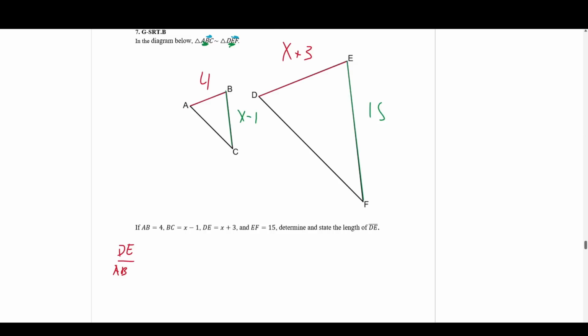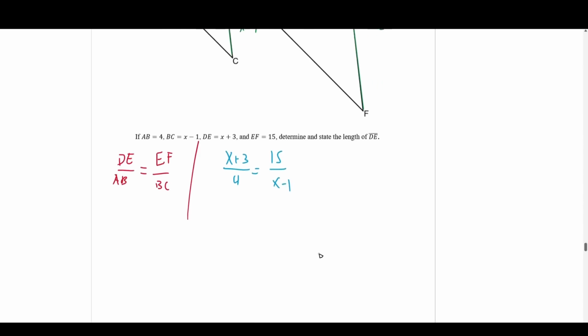Okay, so then I'm going to say that this is equal to EF, which is 15, divided by BC. All right, and then I'm going to plug in values to that. So DE, we already said, was x plus 3, divided by AB, which is 4, and that's equal to EF, which is 15, divided by BC, which is x minus 1.